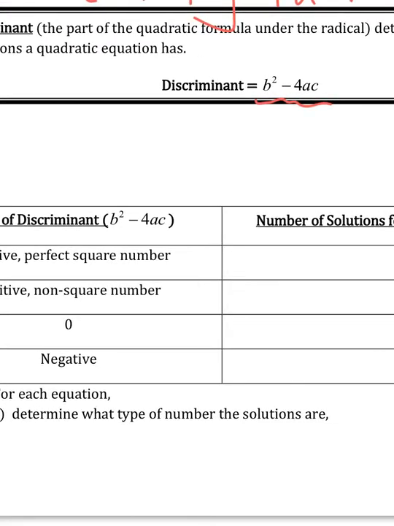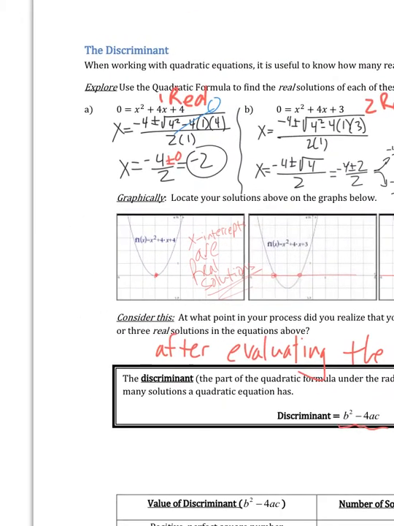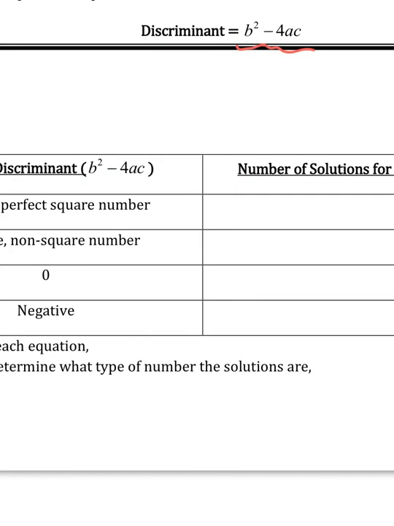So if that's a positive perfect square, like we had a 4 up above, how many solutions did we get? We had 2, right? So when it was like a nice neat 4, we had 2 rational solutions. Rational meaning they come out to like an integer or a fraction. So when it's a positive perfect square, we get 2 rational solutions.